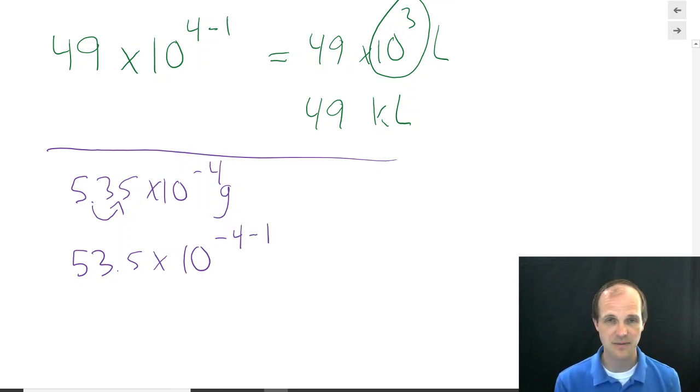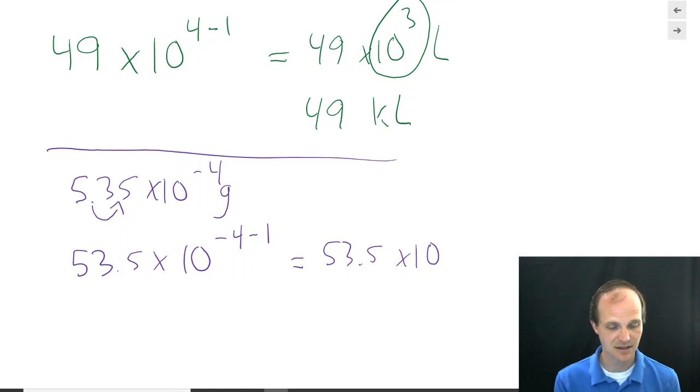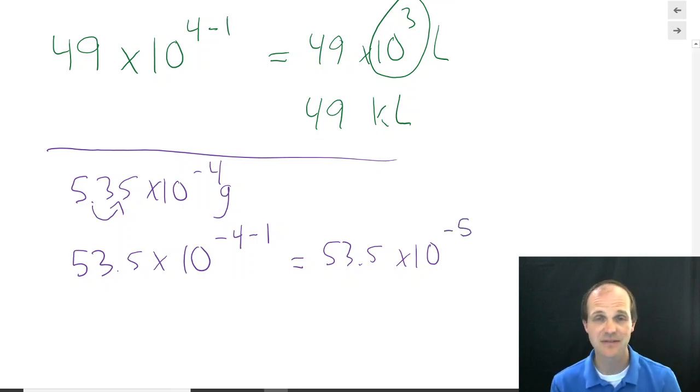I made one 10 times bigger. I need to make one 10 times smaller. Always subtract 1. That's going to be 53.5 times 10 to the, what's minus 4 minus 1? Some people are tempted to write minus 3 here, because you say, well, 4 minus 1 is 3. But minus 4 minus 1 is going to be minus 5. So make sure you understand that one. Go over it a couple times if you need to.